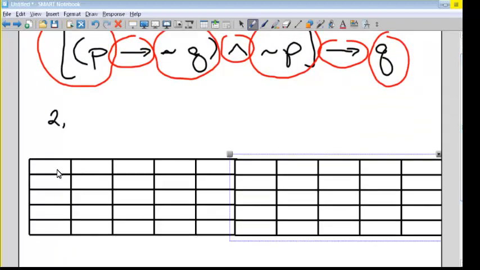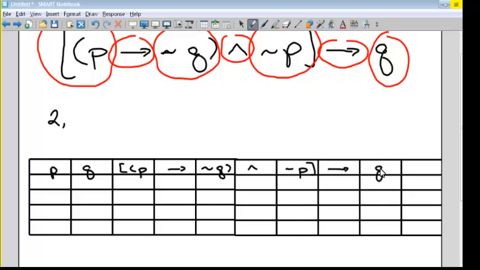So the first 2 columns are just P and Q. And then I write out my logic expression. So the parentheses just come along with the P. Then I've got my conditional, negation of Q, my AND, that's my first premise. Negation of P is my second premise. Again, I put the parentheses here. I have the if-then statement, and then I have Q, and I don't need this last column.